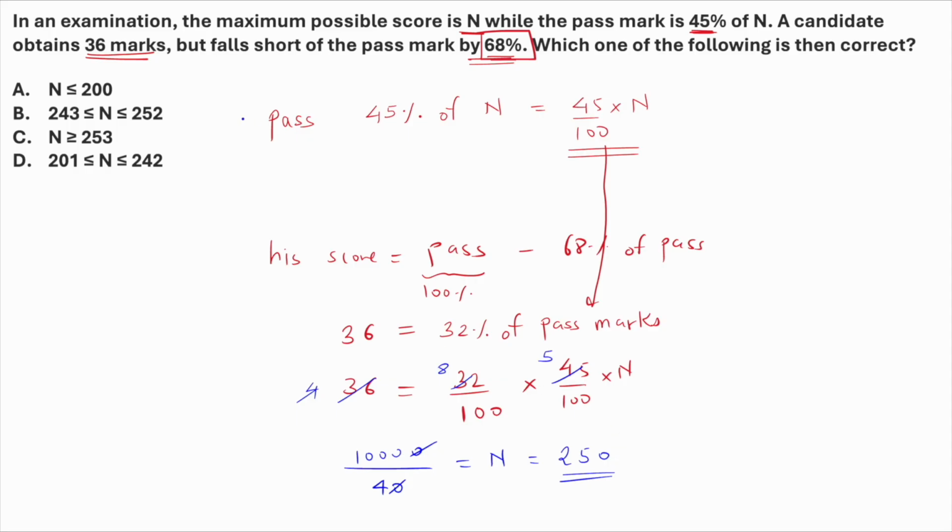Now I have to look for an option that basically gives me this answer. Option A says N is less than or equal to 200. Well, that's not correct. Second option says N is between 243 and 252, both inclusive. Well, this seems to be the correct one because N is 250 in our case. C option says N is more than or equal to 253. That's not the case here. N is equal to 250, which is less than 253. The D option says N is between 201 and 242, both inclusive, which is not the case here because 250 is outside this range. So the correct answer to my question is indeed the B option. N is greater than or equal to 243 but less than or equal to 252.